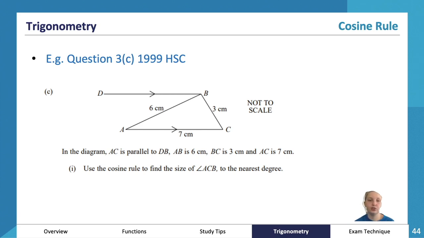It's told us that we need to use the cosine rule. But even if it didn't tell us that, and it asked us to find the size of angle ACB, we would know that we have to use the cosine rule because we've been given all 3 sides and we've been asked to find one angle. So if you've been given all 3 sides and the question asks you to find an angle, there should be alarm bells going off that we're using the cosine rule.